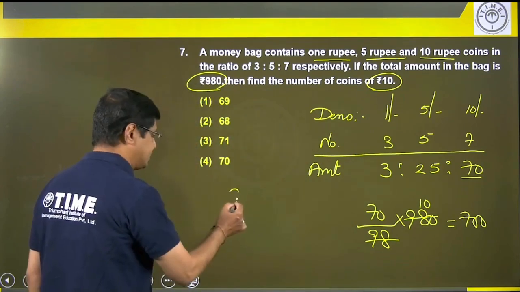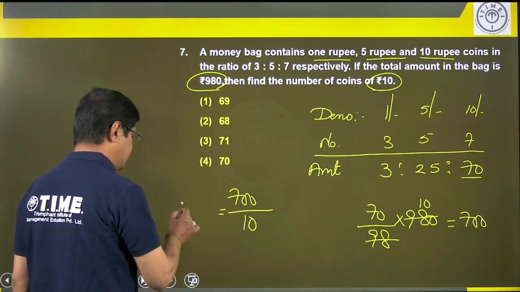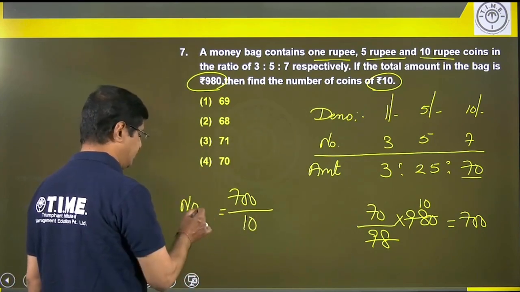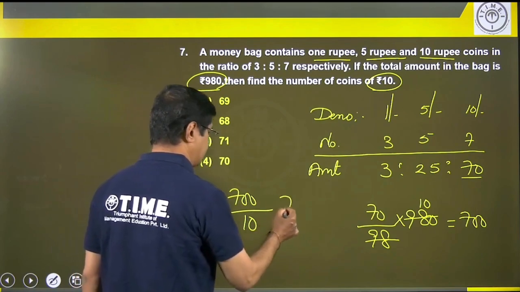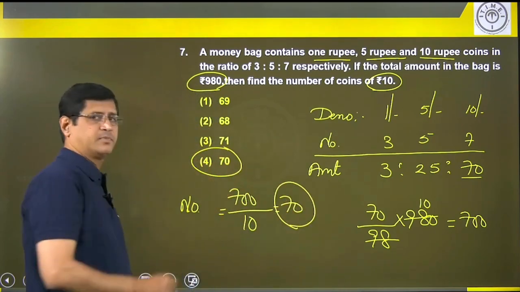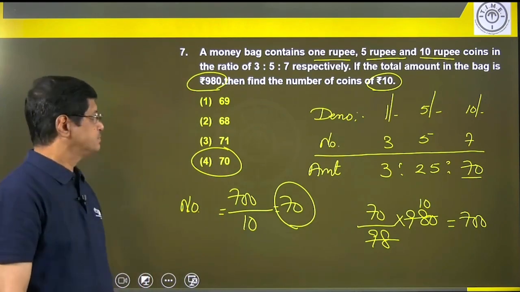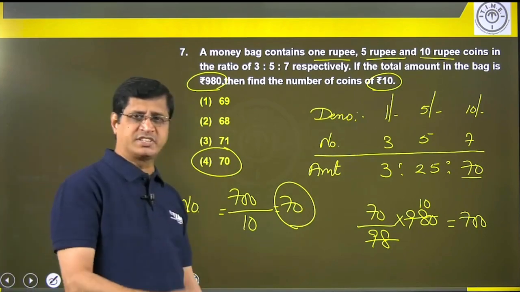How many coins are there? Total amount by denomination will give the number of coins. So the number of coins is equal to 70. Answer choice 4. Choice 4 is the correct option. Okay, moving to the next example.